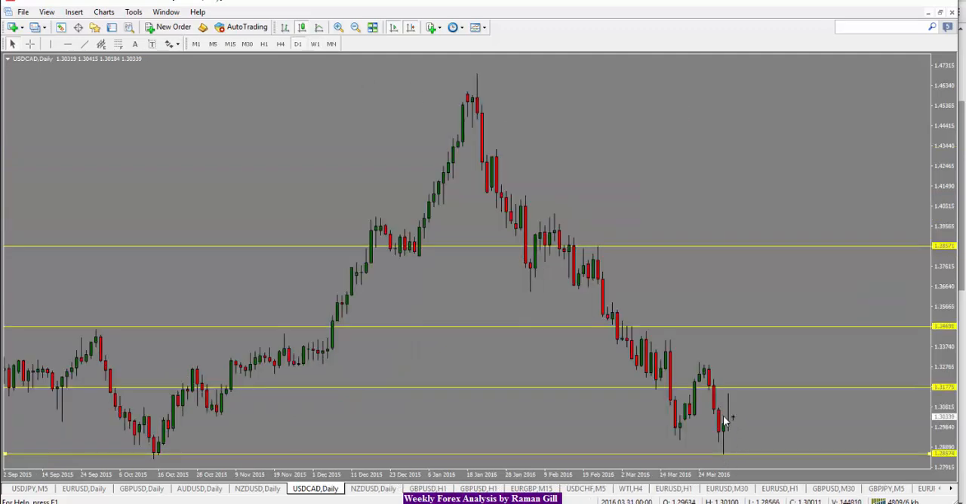From the daily perspective as well, we saw rejection for the dollar CAD, which suggests a move to the downside.